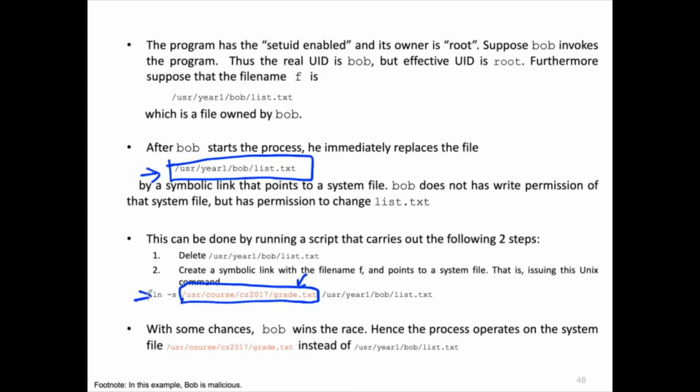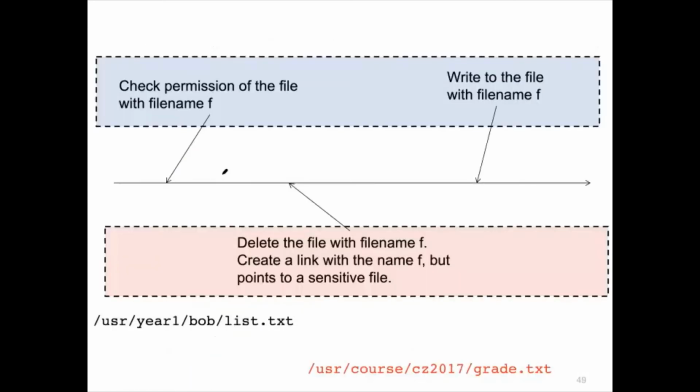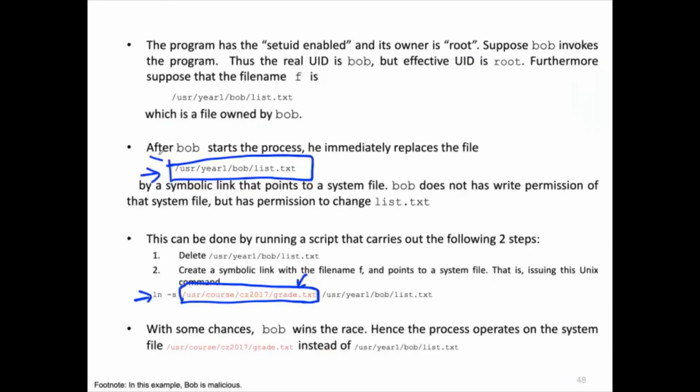So this file will be run. During runtime, Bob supplies the file name F. The file name F is this one, which Bob has access to. Now you can imagine this is running over time. This is runtime. This is time.